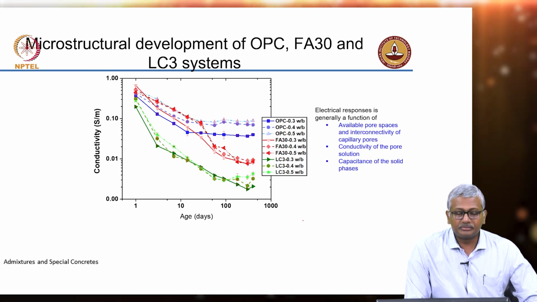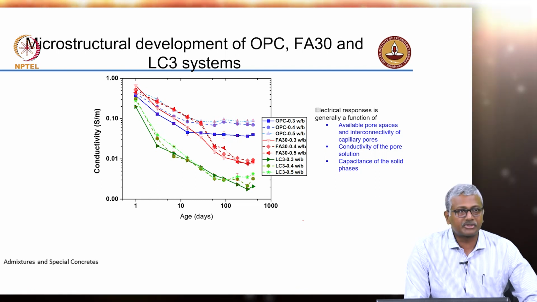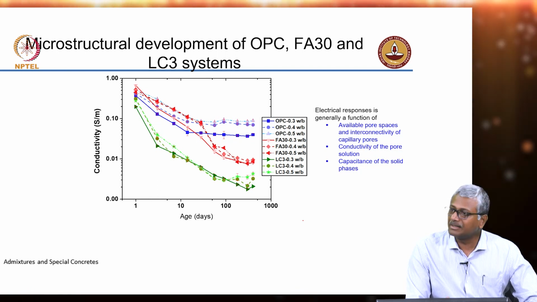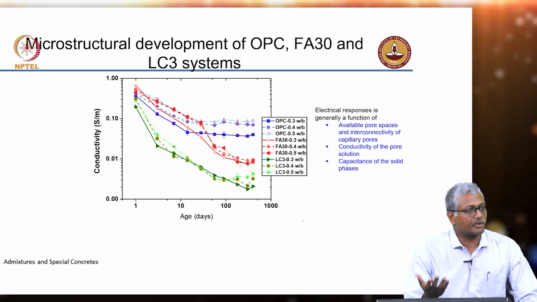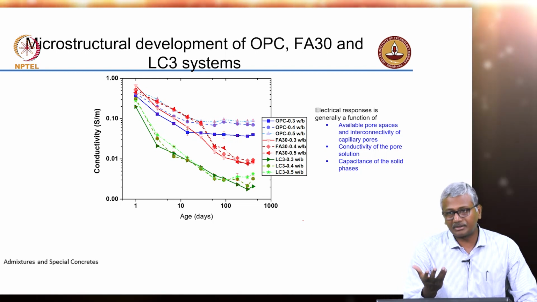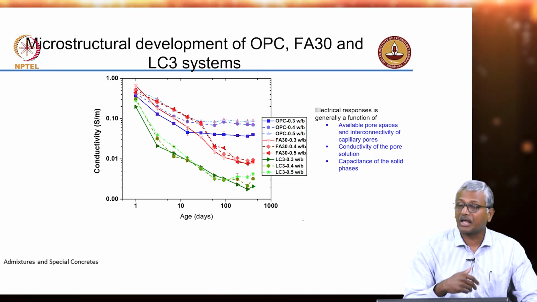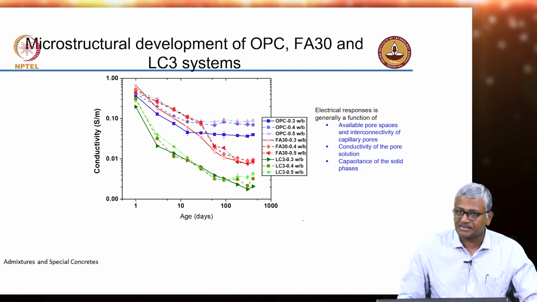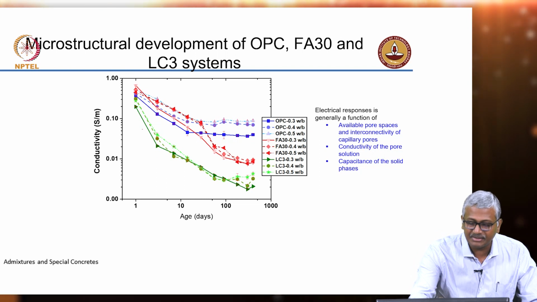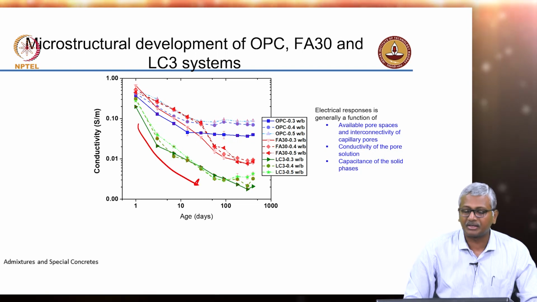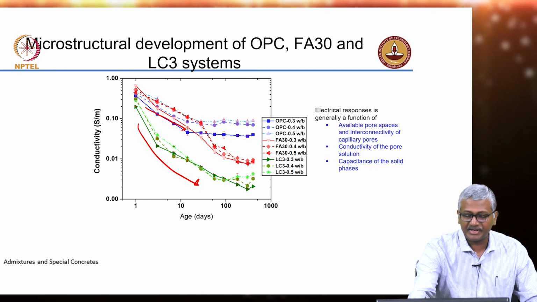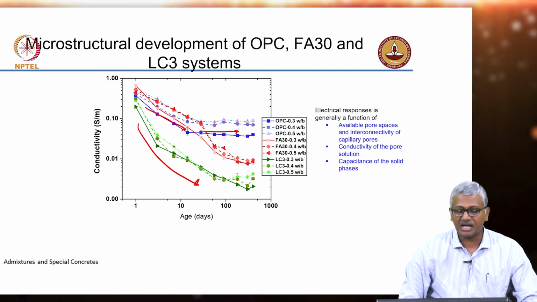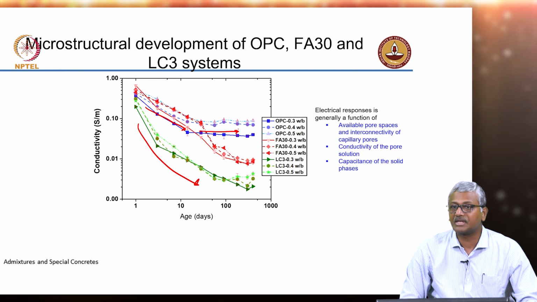Now, you can study the pore structure also with the help of conductivity. We discussed this earlier, that the more interconnected the porosity, the greater will be the conductivity. So, you can actually see what happens to conductivity as age increases. You can clearly see that the LC3 systems are dropping off in conductivity much faster. Your OPC systems drop off fast, but then not much happens beyond about 14 days. You are not seeing much of a change.